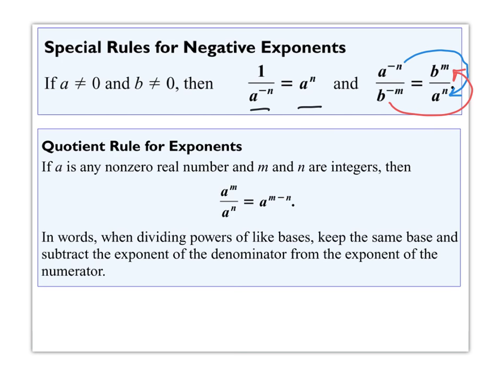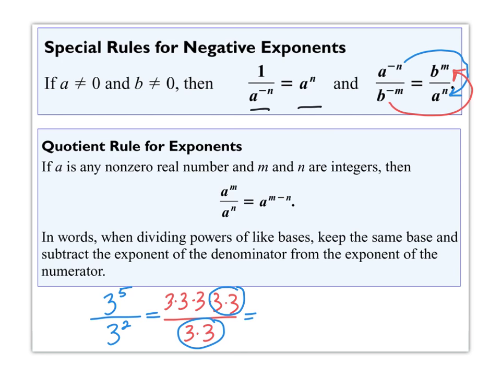Here's an example. Say we have 3 to the 5th power over 3 to the 2nd power. We can expand this out and write it as 3 times 3 times 3 times 3 times 3 in the numerator and 3 times 3 in the denominator. Now that common factor in the numerator and the denominator can be simplified, so you end up with 3 3's in the numerator, or 3 to the 3rd power. So we could have gotten this result using the quotient rule for exponents.